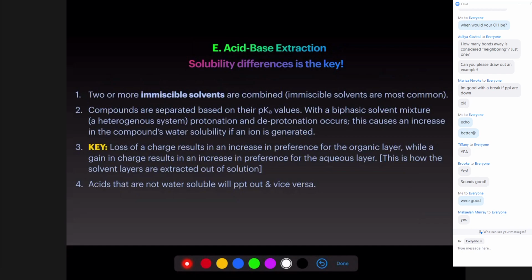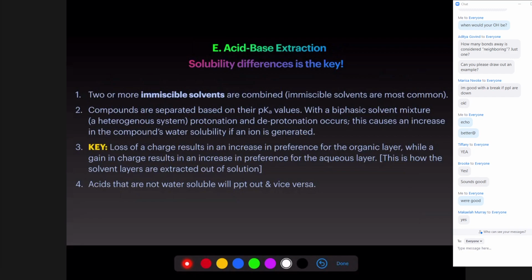So here are the steps for acid-base extraction. You'll have 2 or more immiscible solvents that are combined. Immiscible solvents are most common for this technique, but there have been scientists who use other solvents. But this one is the best to use for better results. Compounds are separated based on their pKa values.